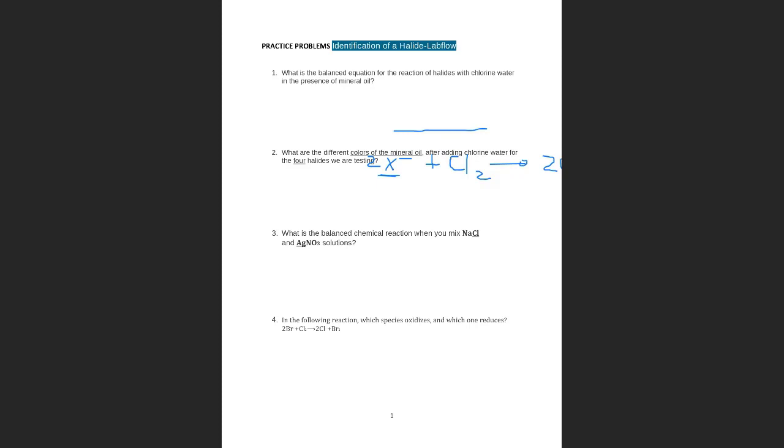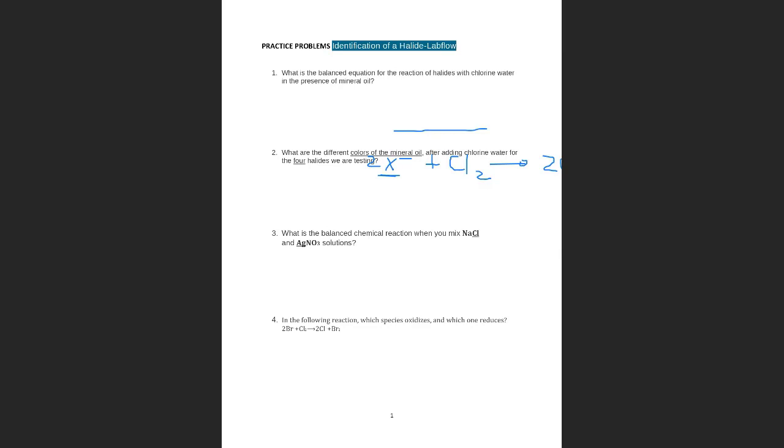What are the different colors of the mineral oil after adding chlorine water for the 4 halides we are testing? Who remembers fluoride? Fluoride is what? Colorless. Yes. Chloride? Yellow. Yes. And bromide? Red, orange. Awesome. And iodide? Purple, red. Awesome. Thank you. Go to the next one.